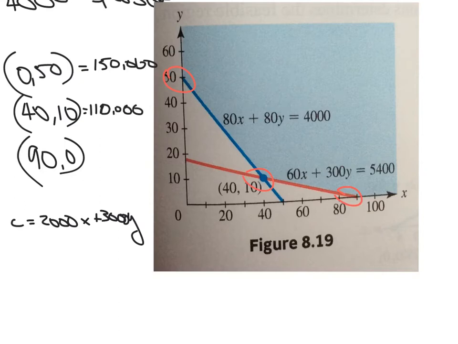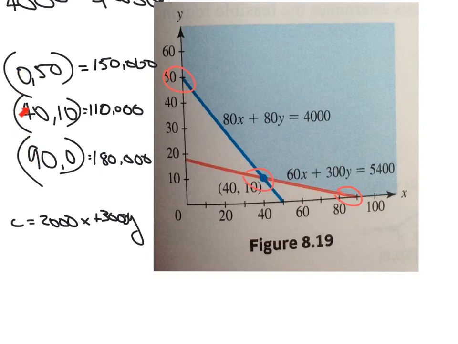Okay, and if we run plant 1 for 90 hours and we shut plant Y down completely, it's going to cost us $180,000. All right, so these three prices are the total costs to make both types of Blu-rays, 4,000 of the ProStar and 5,400 of the Star. So this tells you in real life situations which of these three is going to give you the best deal.